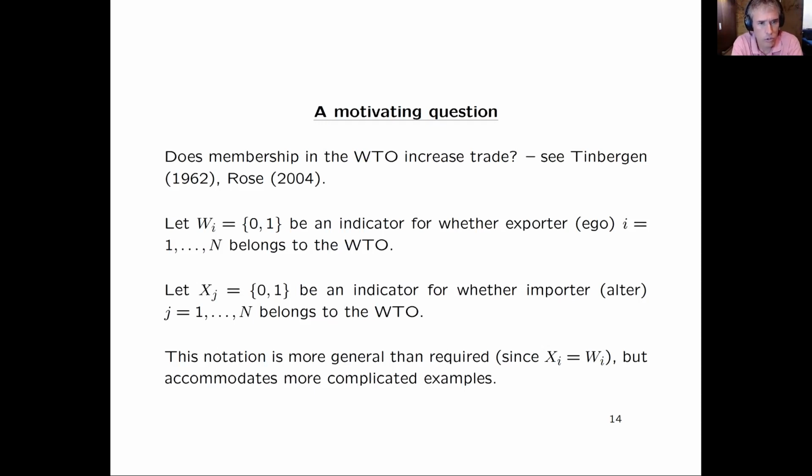Okay, so what we're going to do is we're going to let W_i be an indicator for whether an exporter or ego agent belongs to the WTO, and we'll let X_j be an indicator for whether the importer or alter agent belongs to the WTO. This notation is a little more general than we need for this example, since X_i equals W_i by construction, but the setup accommodates more complicated examples where the ego and alter policies might be different.